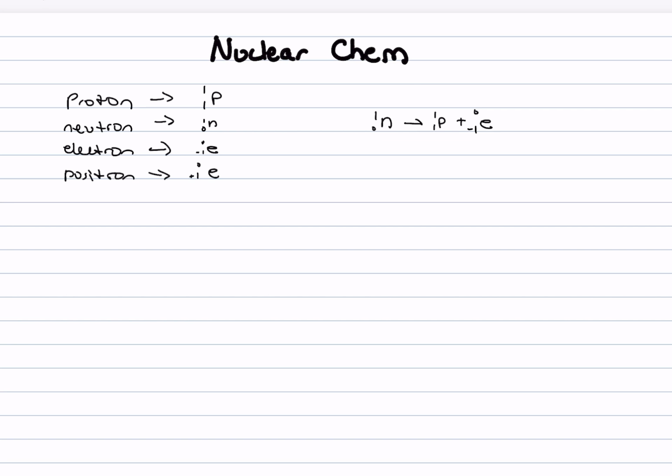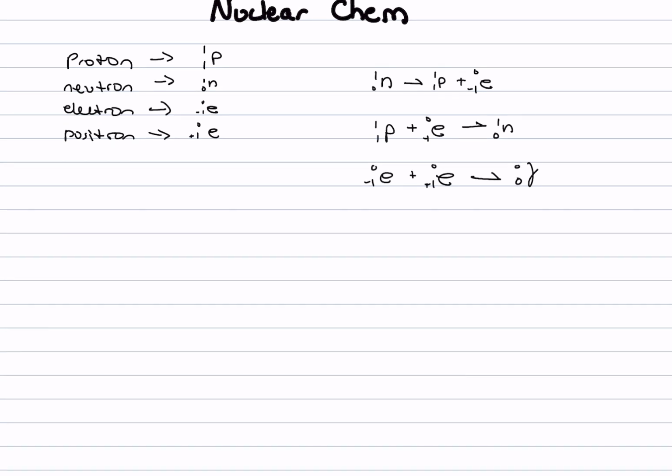So going from a neutron to a proton and electron is an example of nuclear decay. And there's also the reverse, with a proton and electron going to a neutron. And a third example is an electron and a positron making gamma radiation. For example, this occurs in PET scans. Another example of a particle is the alpha particle, which is a helium nucleus with 2 protons and 2 neutrons, and so it's designated with 4 and 2 respectively, but you most commonly see it with the alpha symbol rather than helium.